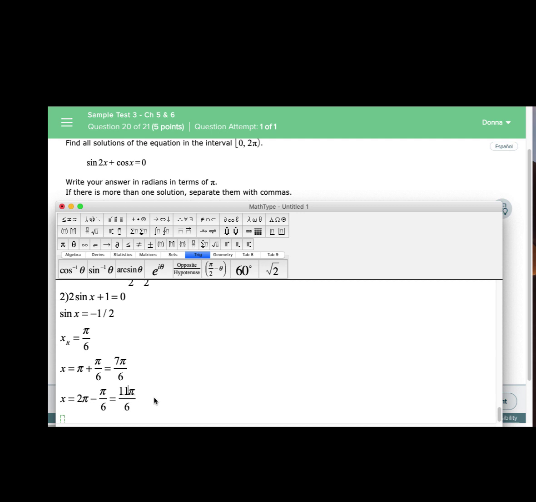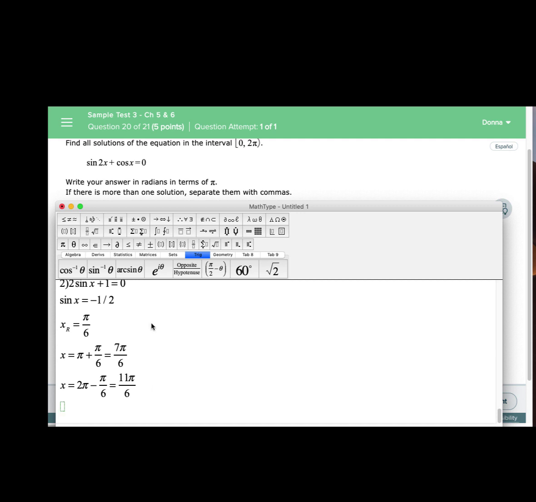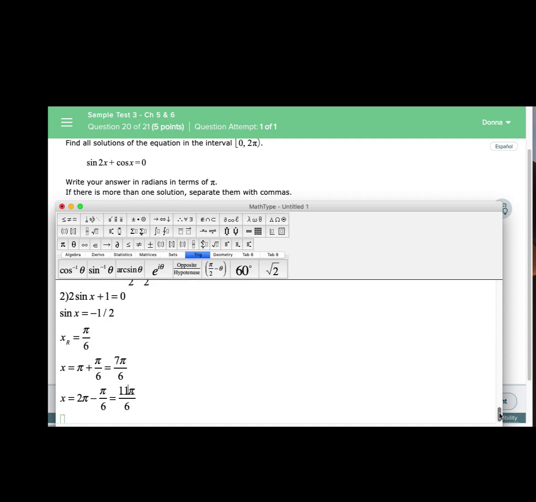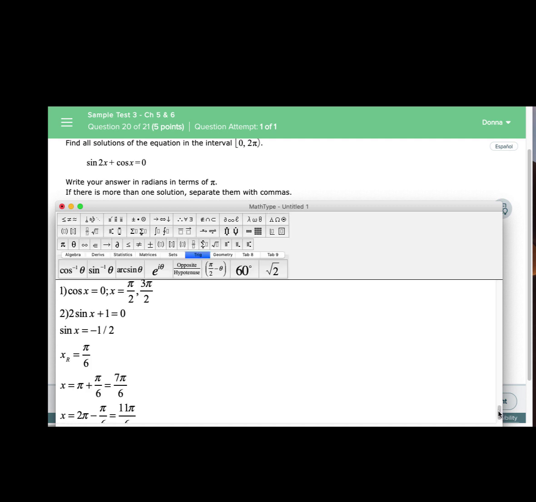So we get 7 pi over 6 and 11 pi over 6, which will give us a sine equal to negative 1/2. Let's type in all three of those values into our equation. So 7 pi over 6, 11 pi over 6, and then we also had x equal to pi over 2 and 3 pi over 2.